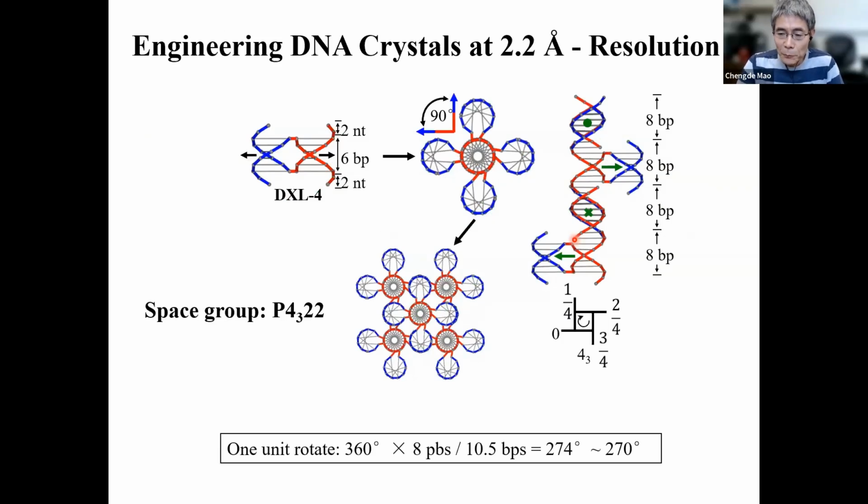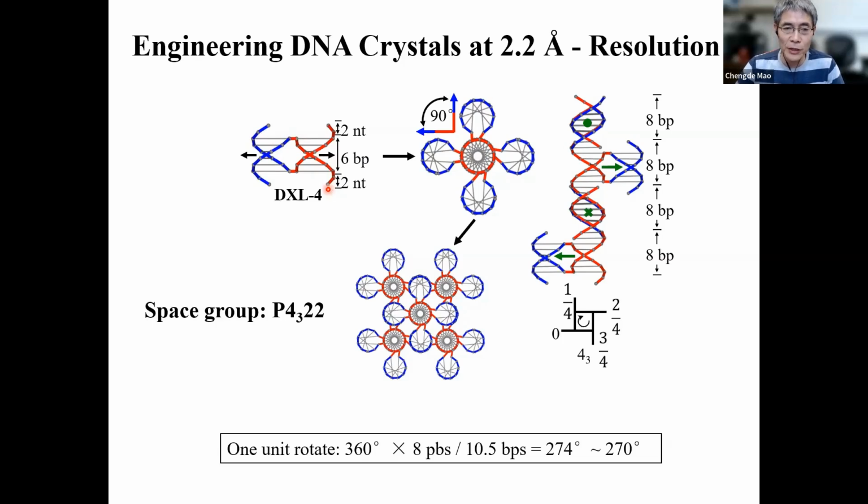We are really pushing on this crystal engineering, trying to get high resolution crystals. That means you can have better predictive power of the crystal assemblies. This probably is so far the best engineered crystal. In here, we use one single strand DNA. So it starts from here, this blue domain, and then goes to the red domain here.